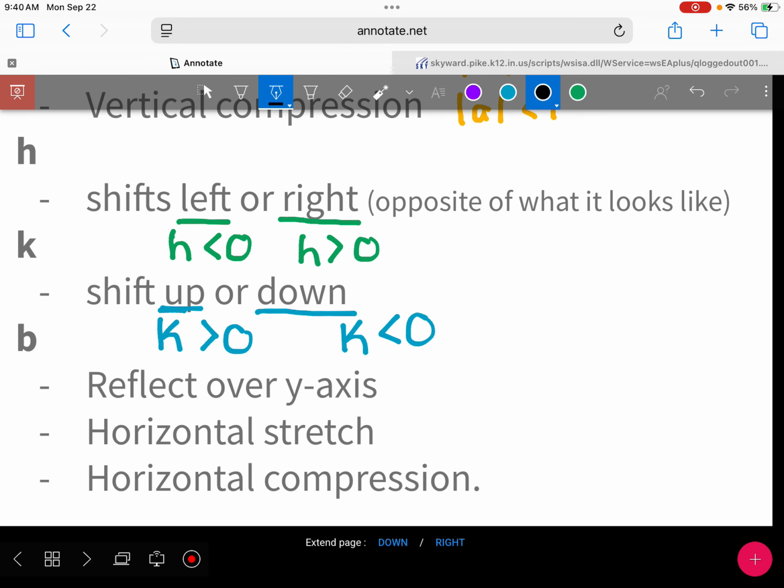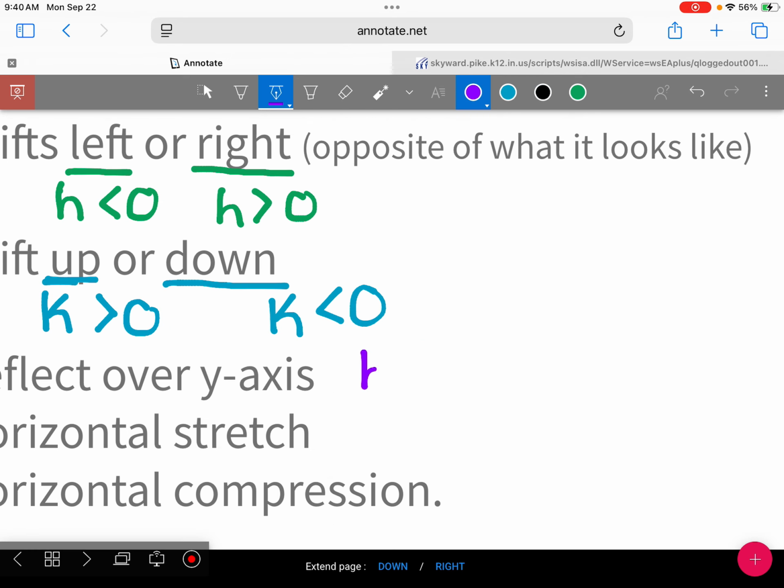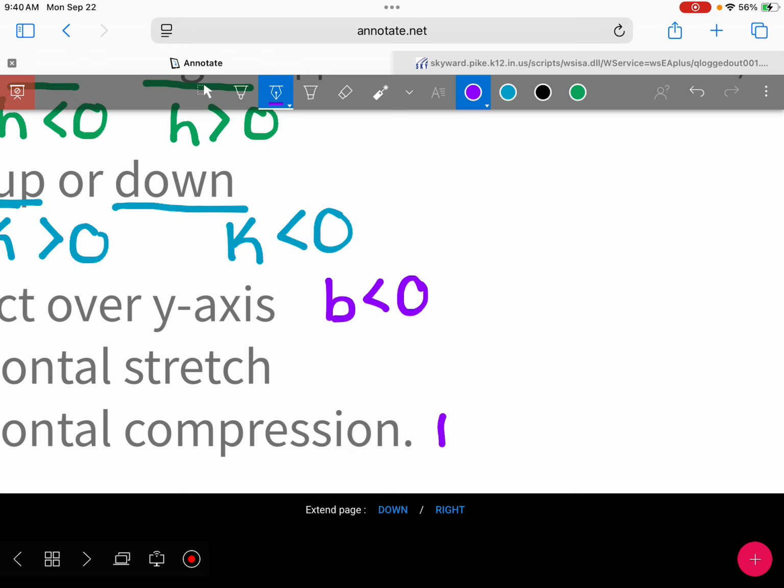I'm actually going to give you a paper that has all of them on it. So we're just going to talk through B, because B is weird. B will do a reflection over our y-axis. That's reflecting it this way as opposed to going upside down. And that will happen if our B is negative, just like A does. So if B is less than 0, it reflects us over our y-axis. B can also do a stretch or compression. It's just the reverse of what A does. Because if the value of B is greater than 1, it's going to be a compression.